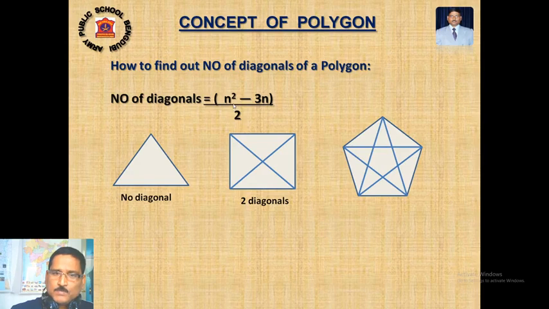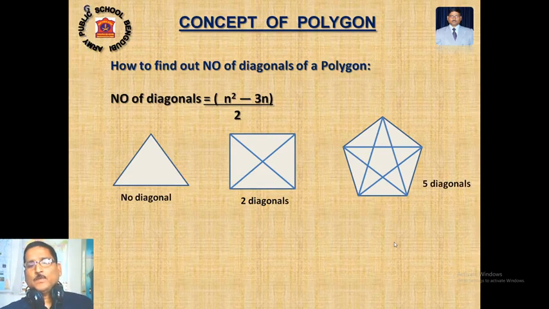You can apply this formula also. Pentagon means 5. 5 square is 25, minus 3 into 5 is 15. 25 minus 15 is equal to 10. 10 divided by 2 is equal to 5. That means in case of pentagon, the number of diagonals is 5.